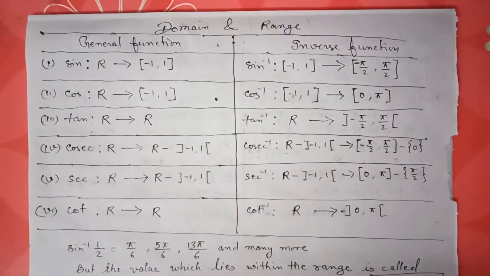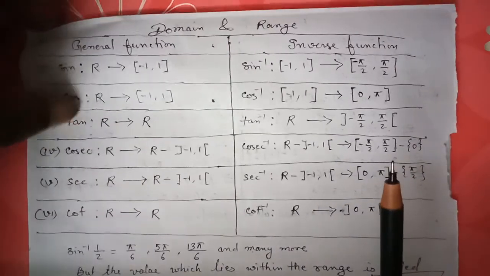Sine inverse 1/2. Now think of an angle whose sine value is 1/2, and you will find many more values. As for example, π/6, 5π/6, 13π/6, and many more.